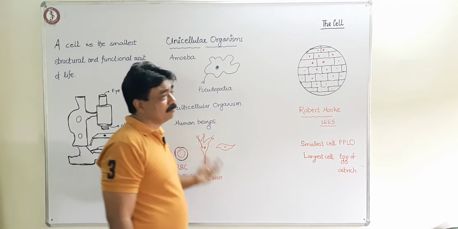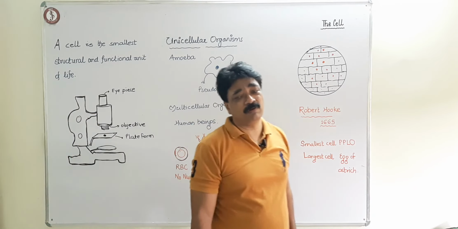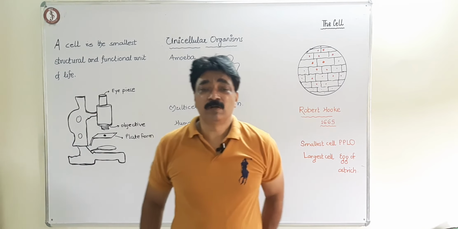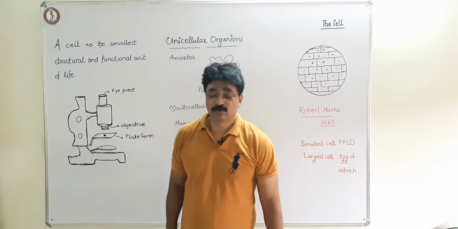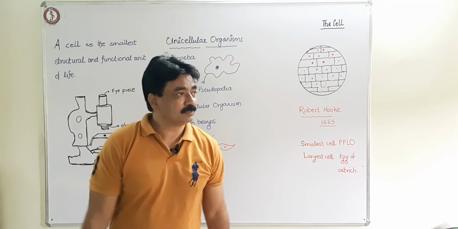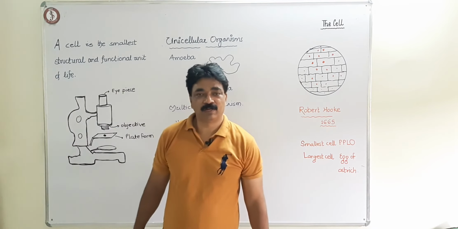Similarly, we are multicellular organisms. Our body contains millions and trillions of cells. So we have multicellular organisms. So this is what we will keep in our mind for the class to come, where we will study first the structure of an animal cell.